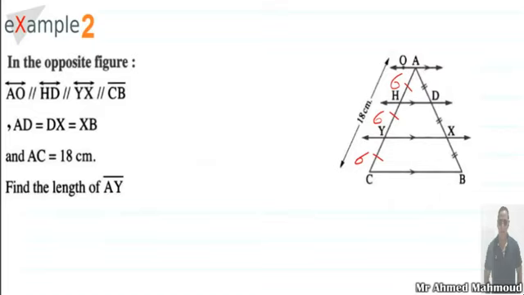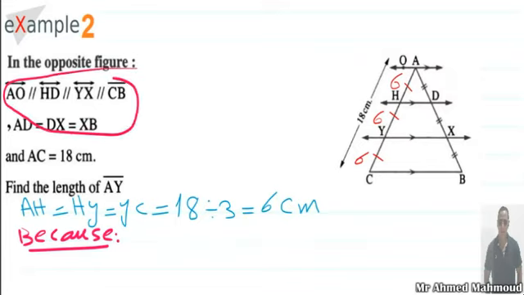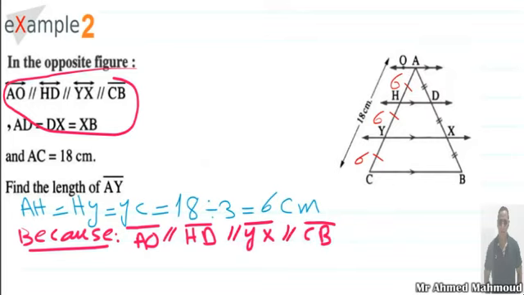Now I need to write the steps. I will start with AH equal to HY equal to YC equals 18 divided by 3 equals 6 centimeters. That's because what? I will write the reason from here. Because AO parallel to HD parallel to YX parallel to CB, and this is the first reason, and AD equal to DX equal to XB.